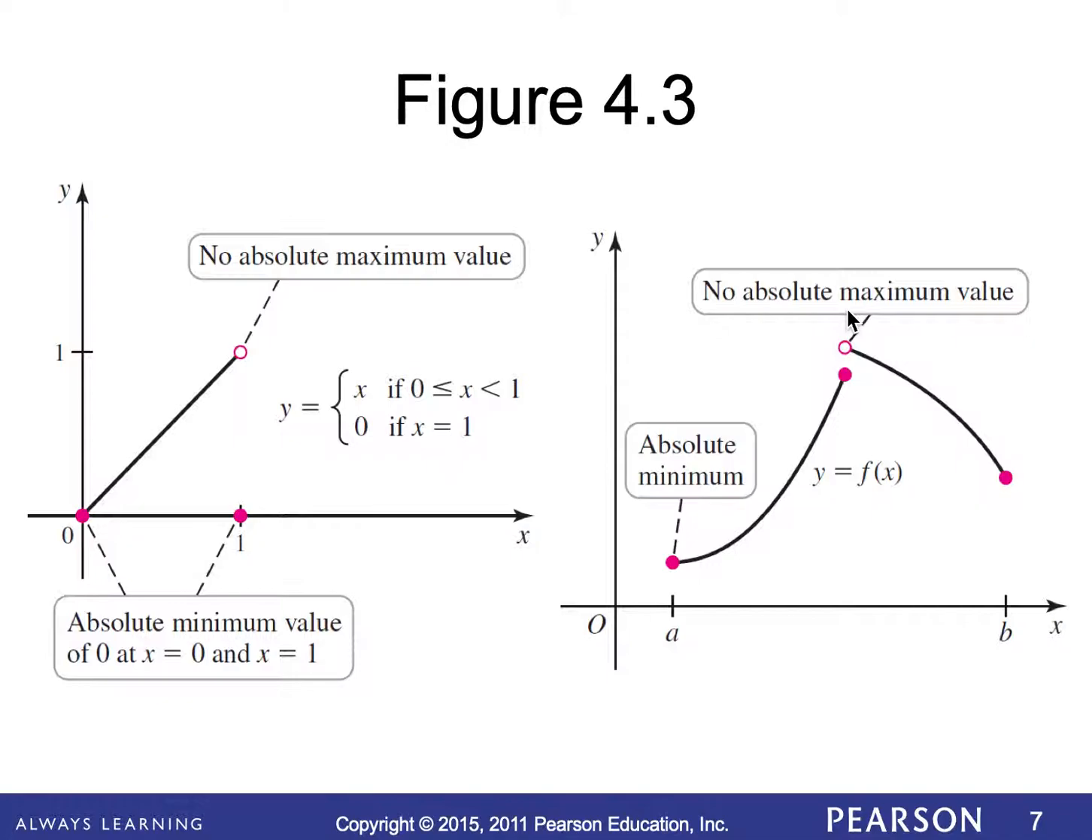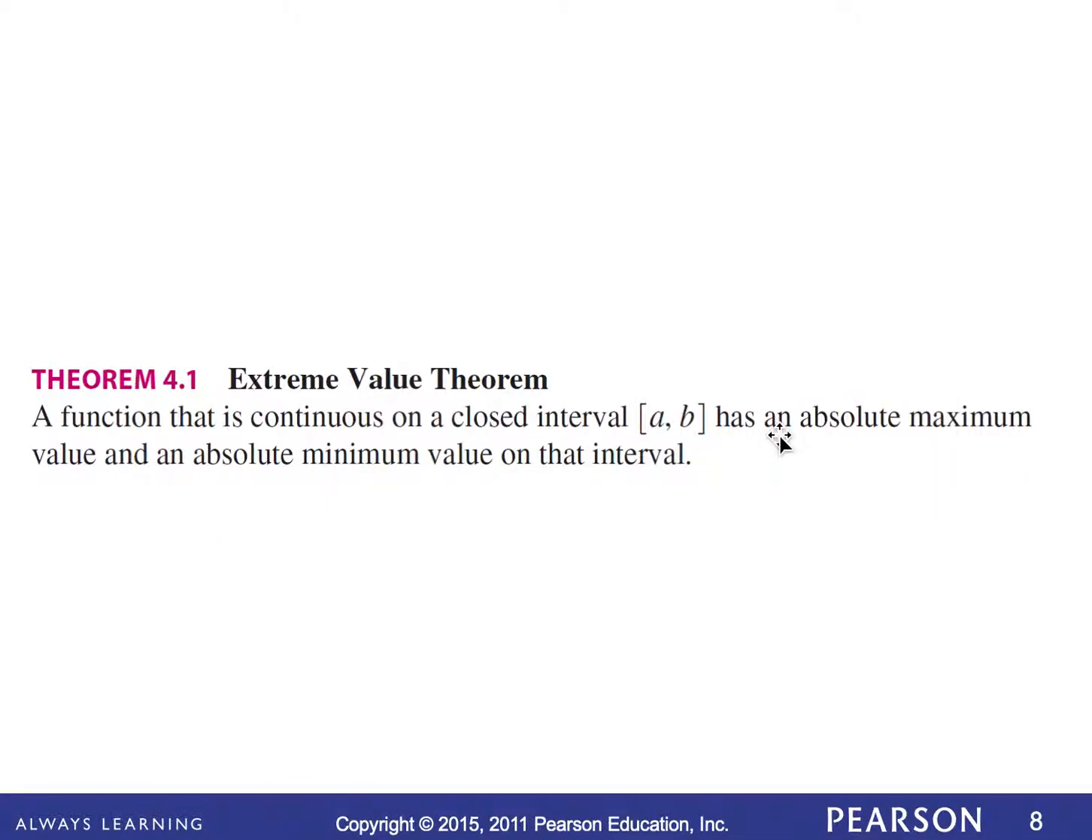So here's another graph. We don't have an absolute maximum value because it's not defined here. We do have an absolute minimum on the line as they are defined. I have an absolute minimum that is defined. I don't have an absolute maximum because it's open or not defined.